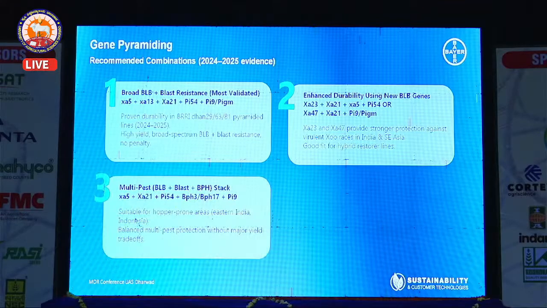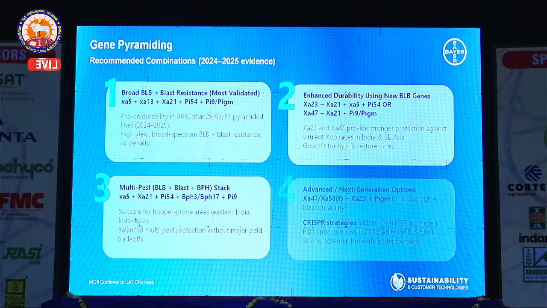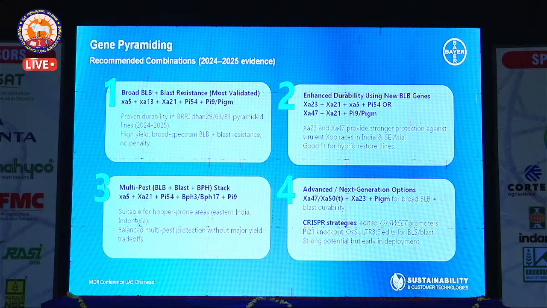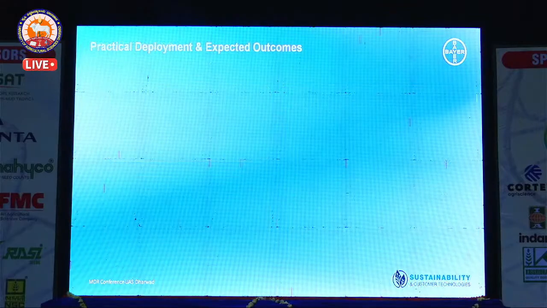And the third is multipest resistance, where BLB, BPH, and blast can be combined in one product. The fourth is next generation strategies, where we can use CRISPR also. There are a few questions I would like to ask the panelists. I'll just throw a few questions. Following which we will have a round of 3-minute submission by each panelist, and then a round of short discussion. What are the practical deployment options and expected outcomes?